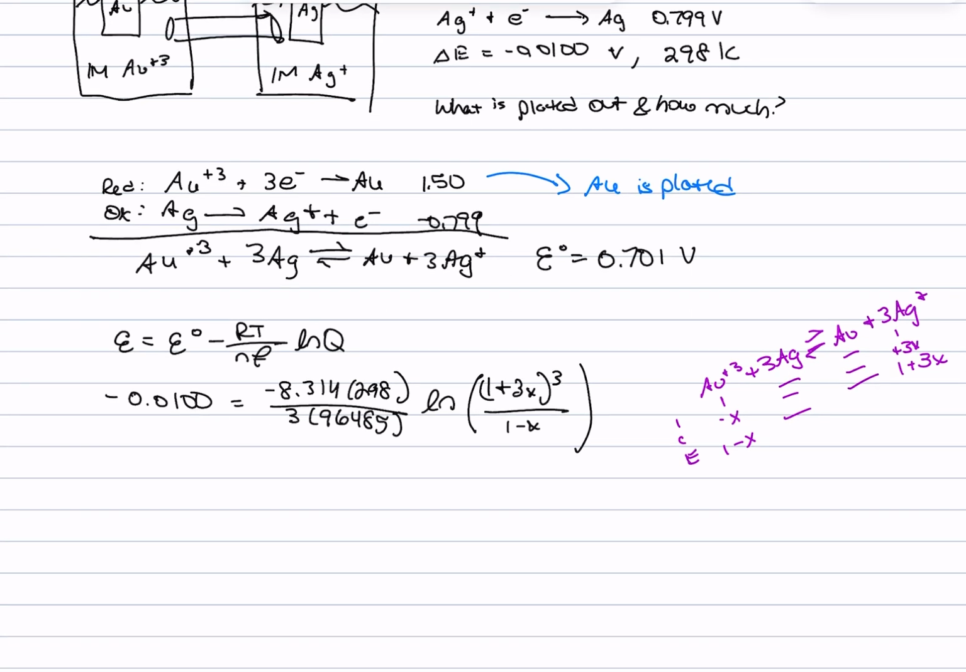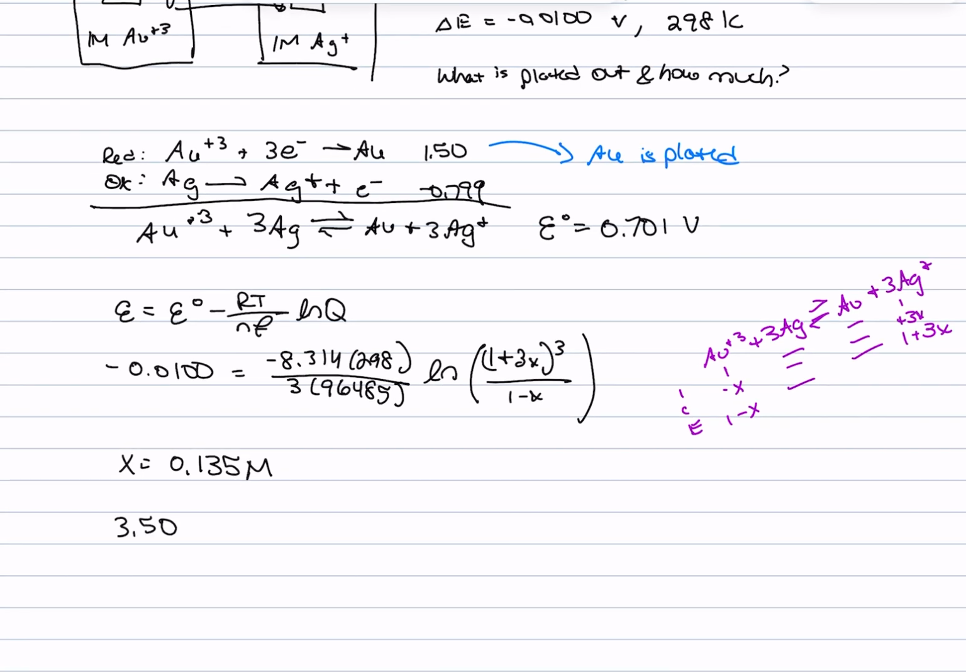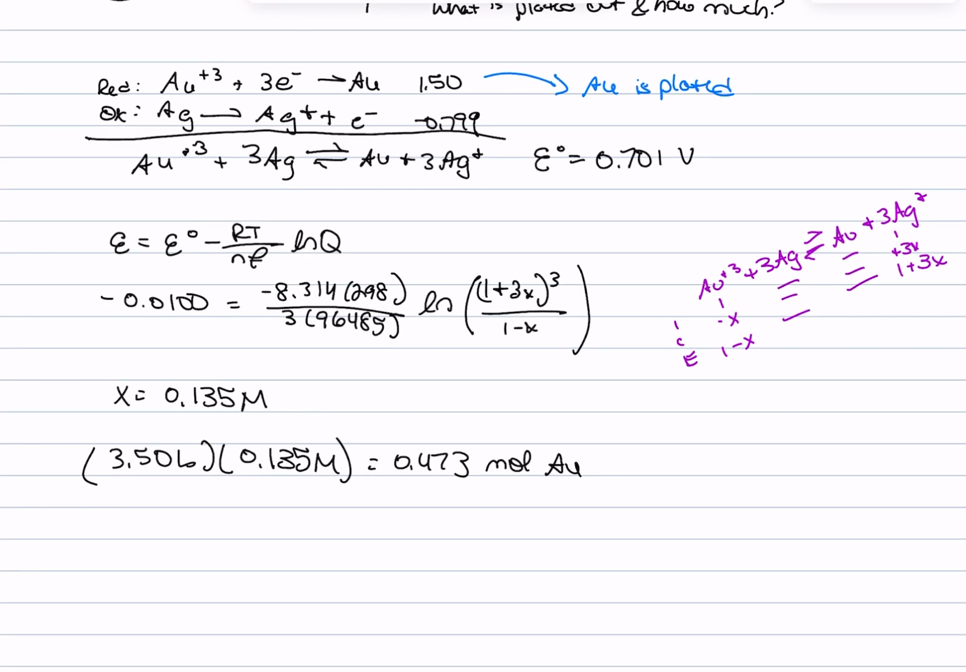Next, we can solve for our unknown variable, and that turns out to be 0.135 molar. And then we can find the moles of gold by multiplying that by the volume. And so we get 0.473 moles of gold. Then we can change that into grams. And so we multiply that by 196.97 grams, giving us 93.2 grams.